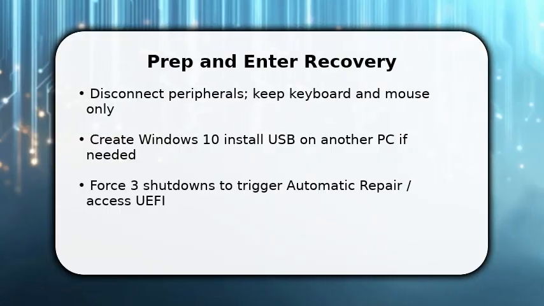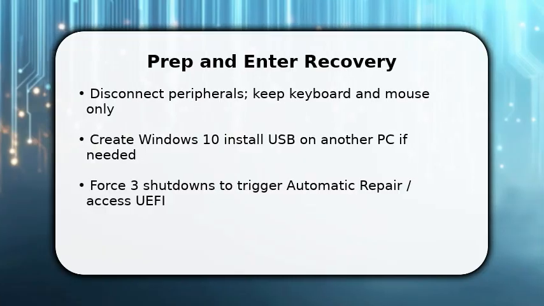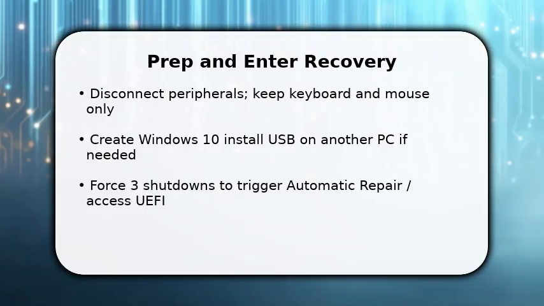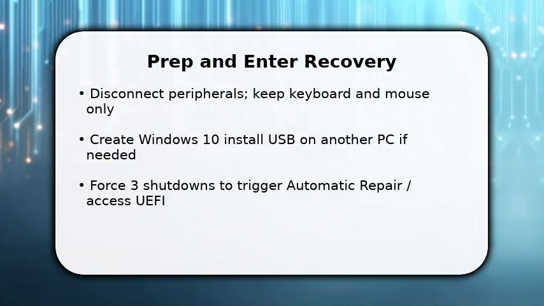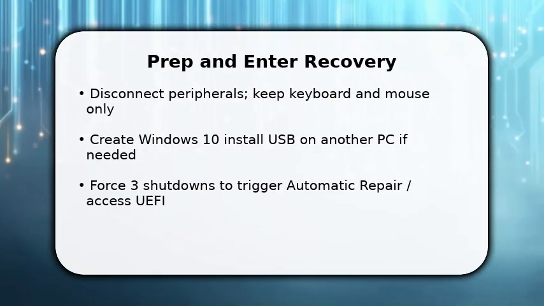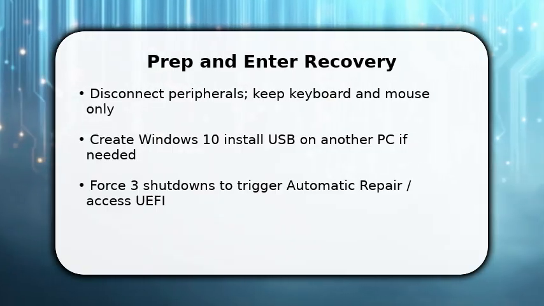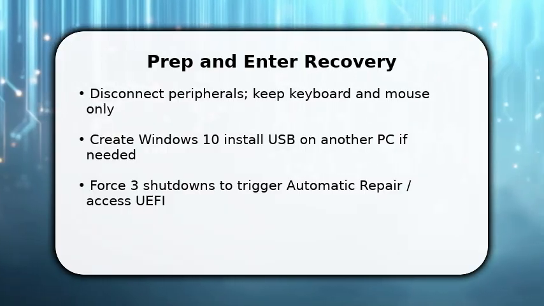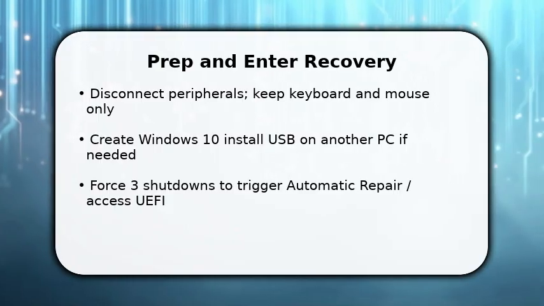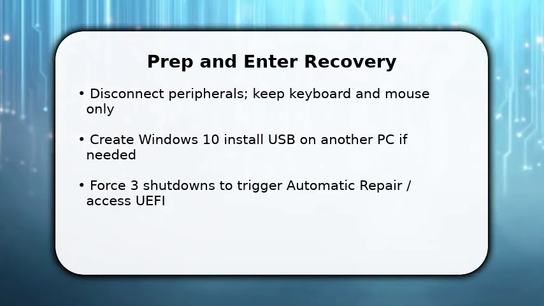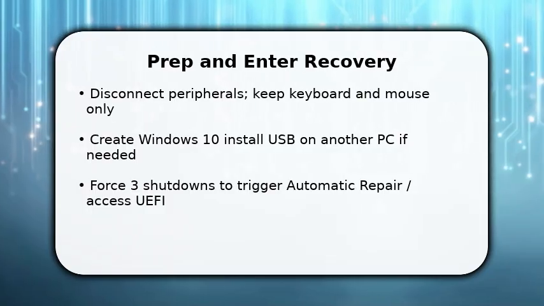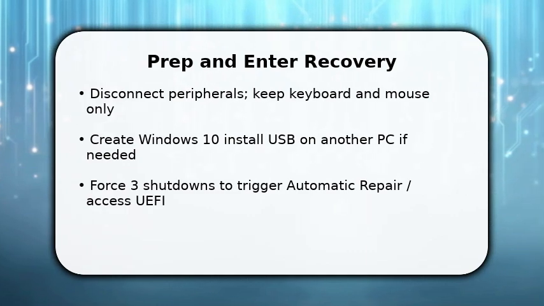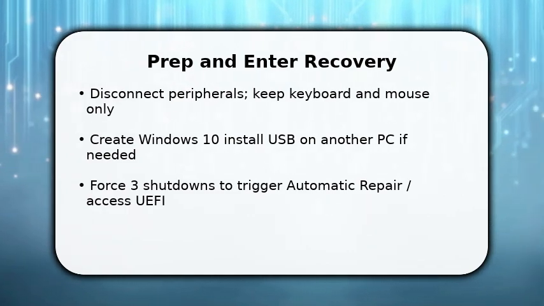You start by preparing the environment. Disconnect external drives and non-essential USB devices to avoid driver conflicts. Once done, force 3 shutdowns during boot to invoke automatic repair, or boot from a Windows 10 USB you prepared on another PC. Make sure to note whether you reach UEFI, automatic repair, or the boot options menu. This lets you access safe mode, system restore, or command prompt, tools you'll use next to identify the cause of the restart loop and apply fixes.